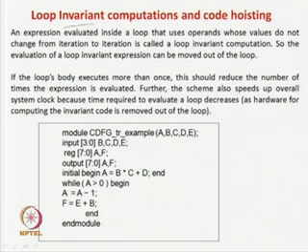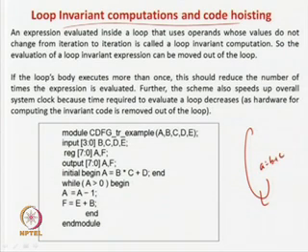So, first is loop invariant computation and code hoisting. So, what is the idea? Here the idea is, if you have a loop which is executing every time, and there is some variable like, say, a equal to b plus c, and the value of b plus c does not get changed in this loop. So, b equal to something and c equal to something happens, but inside this loop the value of b plus c does not get affected.